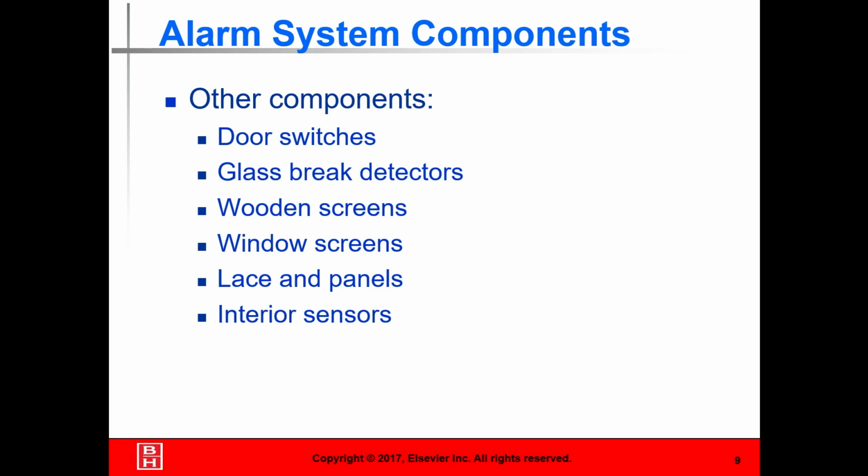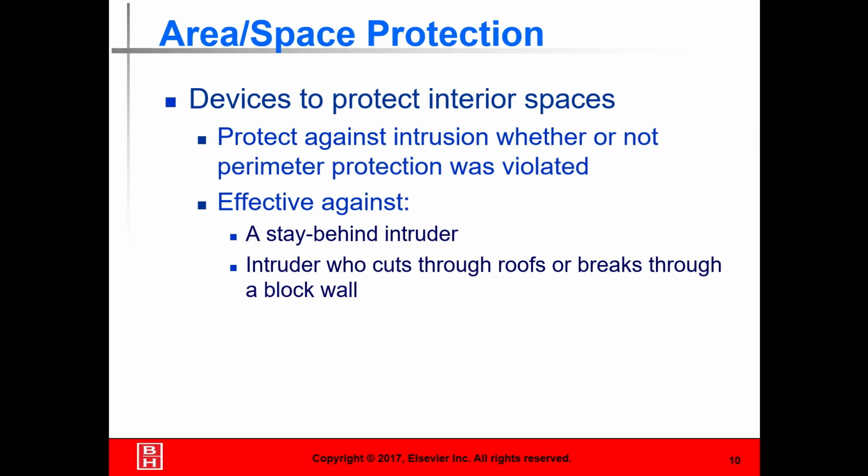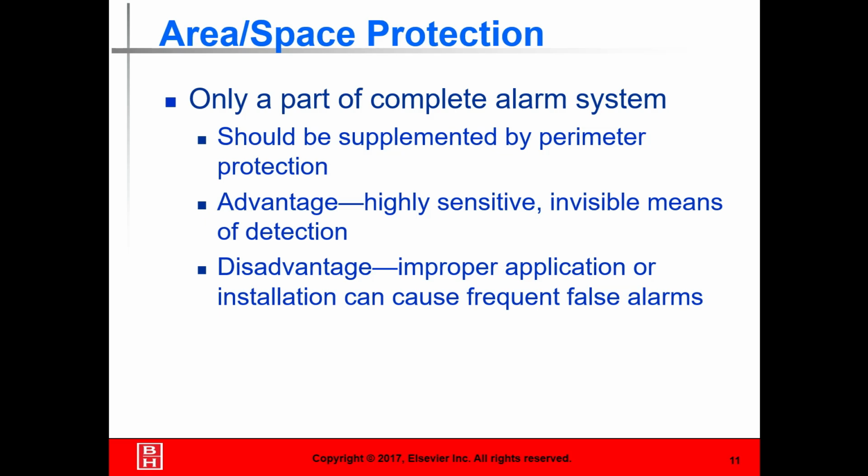And the last is interior. These are motion sensors to detect any motion within the space. Space protection devices protect the interior spaces of a business or home against intrusion, whether or not the perimeter protection was violated. And then these are all the different types. Space protection devices are only a part of the complete system.